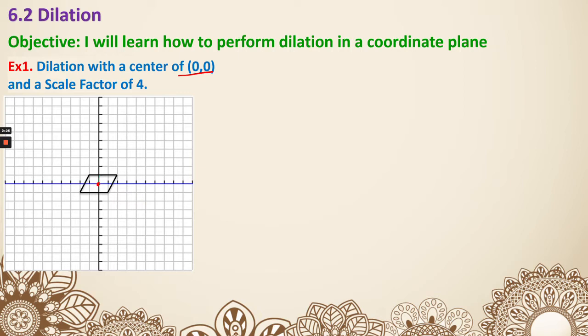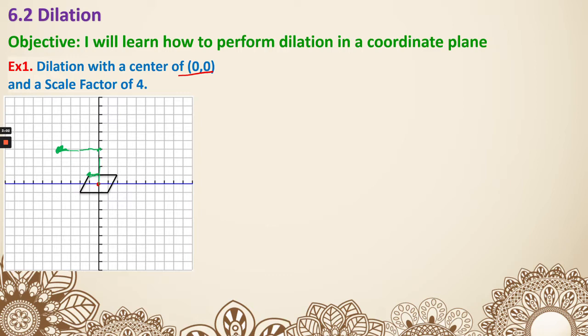First, you pick 1 point to dilate. I'm going to pick the point on the top left corner, and count how far away it is from the center. From the center, I'm going up 1 over 1. Since I need to dilate by a scale factor of 4, this up 1 becomes up 4: 1, 2, 3, 4, right here. Then it goes to the left. Instead of 1, it's 4: 1, 2, 3, 4. That's where my point is going to end up. That's how I dilate by 4.